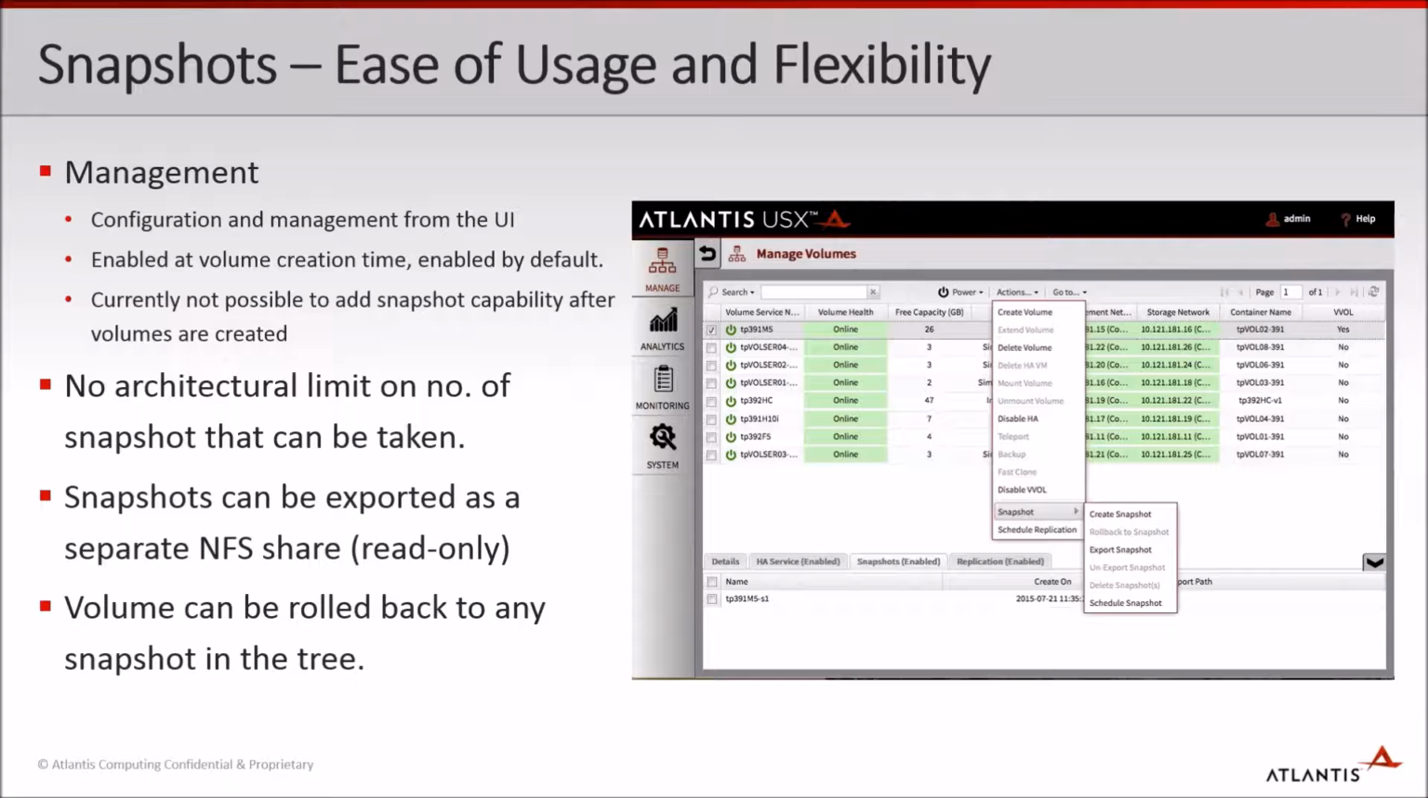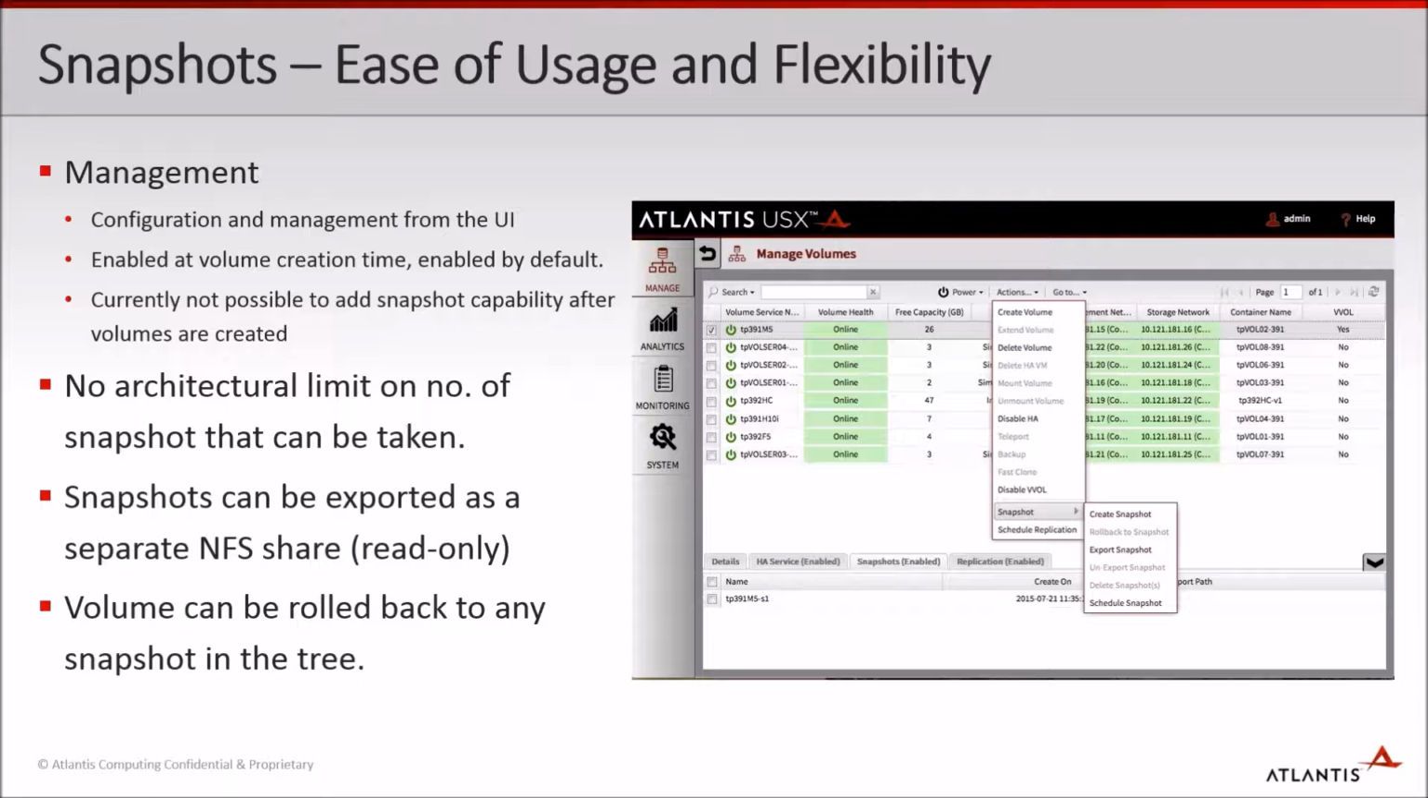and you can always roll back your volume to a particular snapshot in the tree, which is when, from a technical standpoint, those snapshots then get mounted as read-write because you're rolling your volume back to that particular snapshot. Let's talk about how this integrates very well with VVOL, for example.